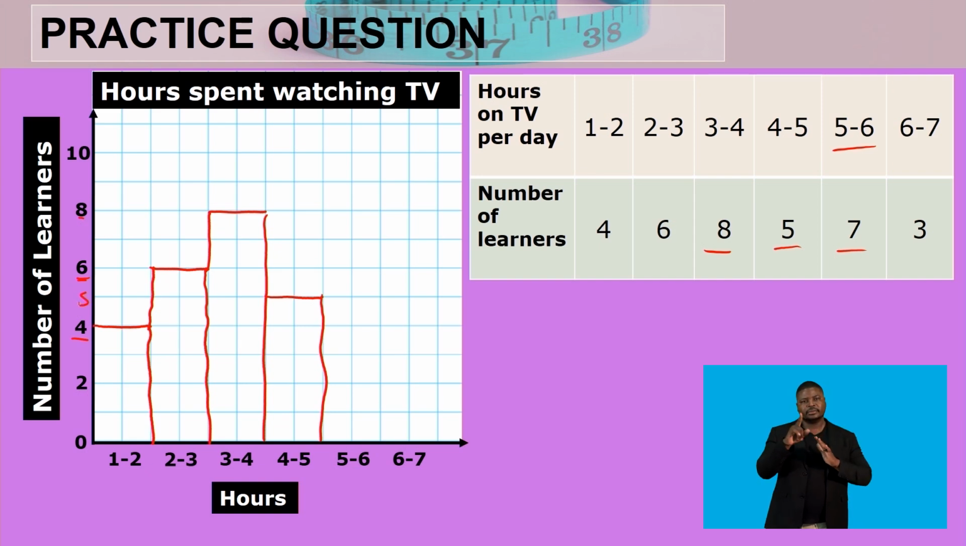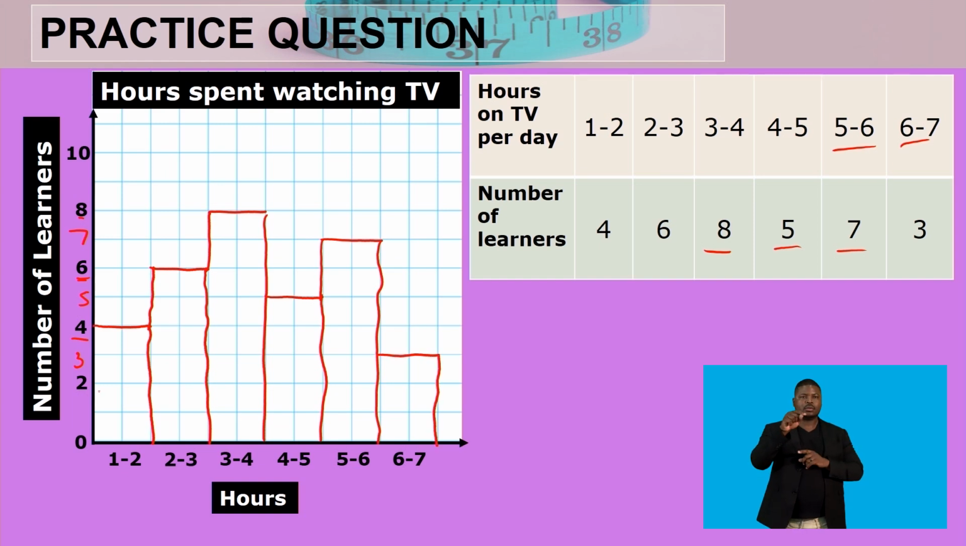Let me just write them down. We've got 5 and then we've got 7 there. So for 7, we have 7 learners watching TV between 5 and 6 hours. And between 6 and 7 hours, we've got 3 learners. It's going to be between 2 and 4. So here are our 3 learners. Even with the histogram, we try by all means to make sure that our bar widths are the same according to the intervals and that there are no spaces in between. So there is our histogram.